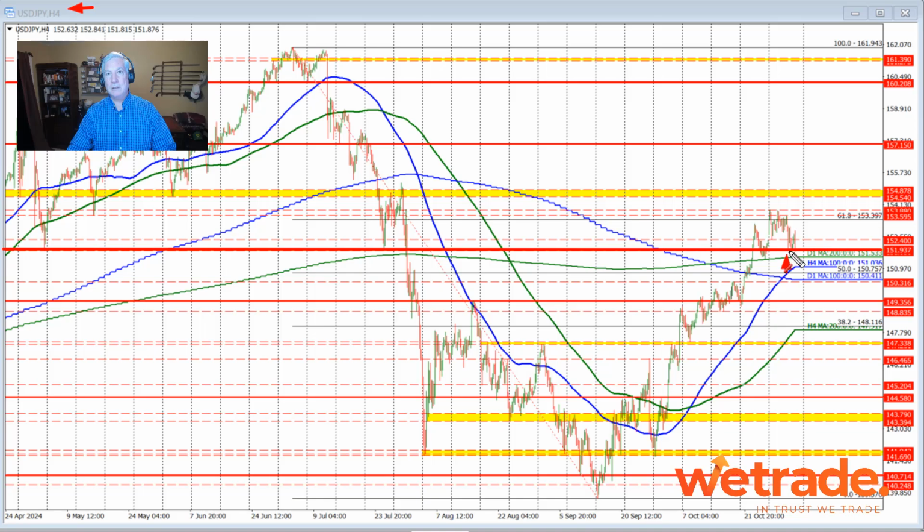We actually broke a little bit below it, as you can see right here in trading. I guess that's yesterday or maybe early today. And we've moved back down toward that level. Currently trading at 151.93. So we're just within that area.